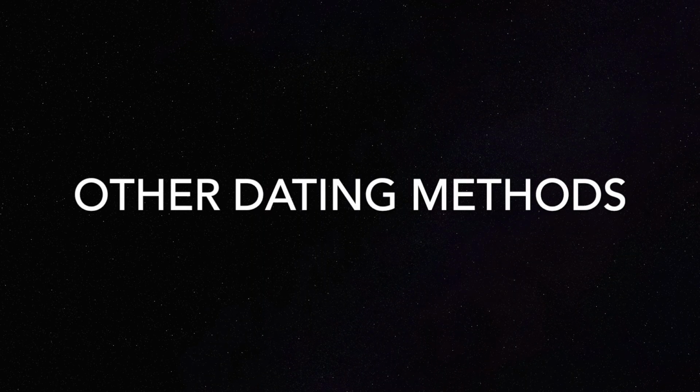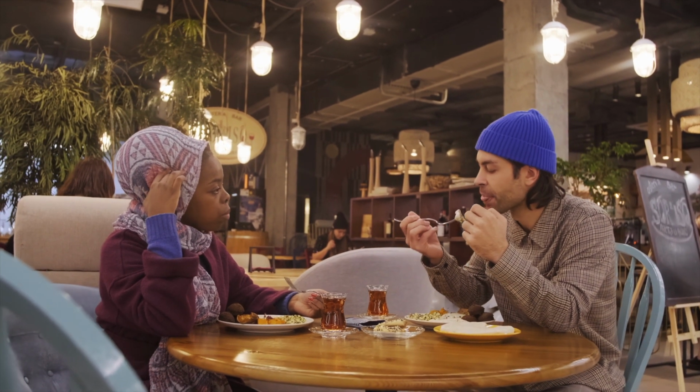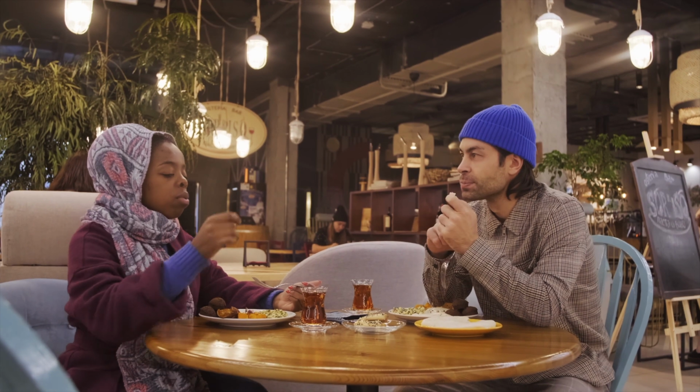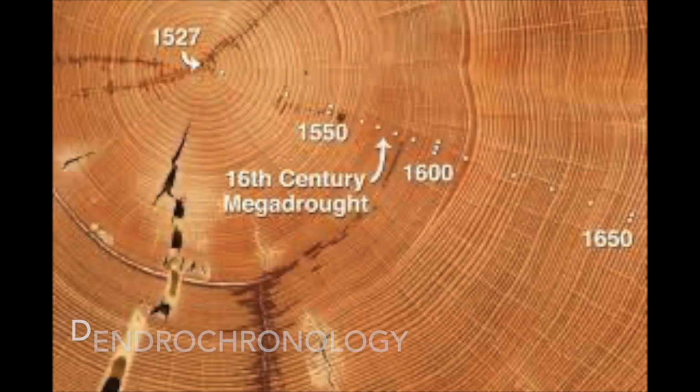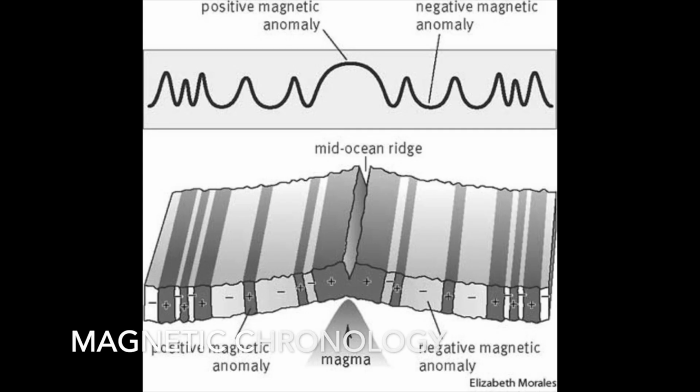Other dating methods. There are many other methods for dating geological materials. Two that are widely used are dendrochronology and magnetic chronology. Dendrochronology, based on studies of tree rings, is widely applied to dating glacial events. Magnetic chronology is based on the known rock record of Earth's magnetic field reversals over deep time.